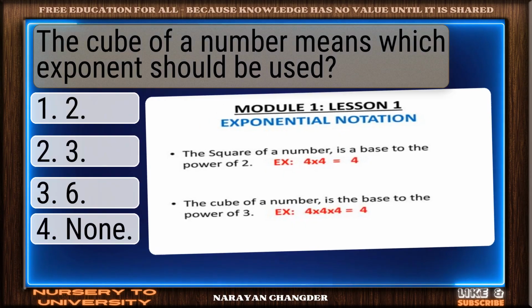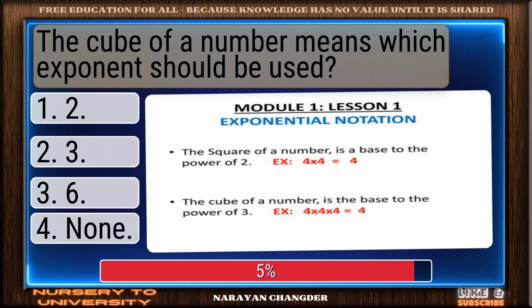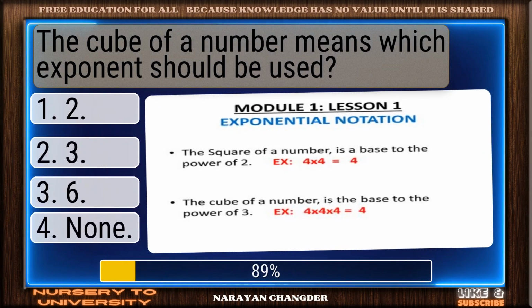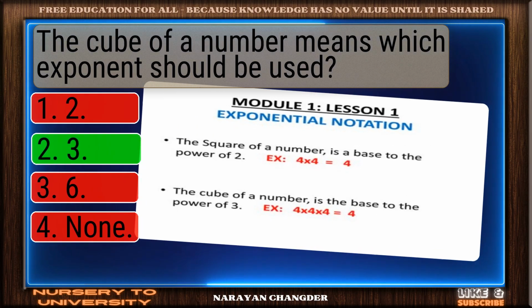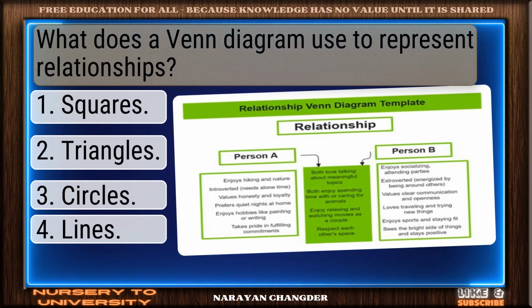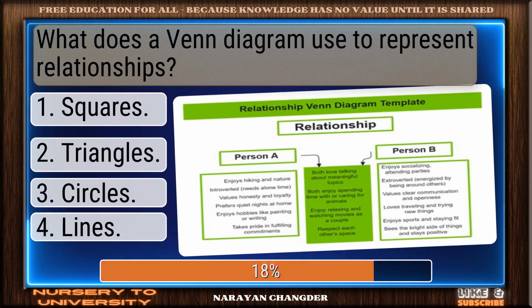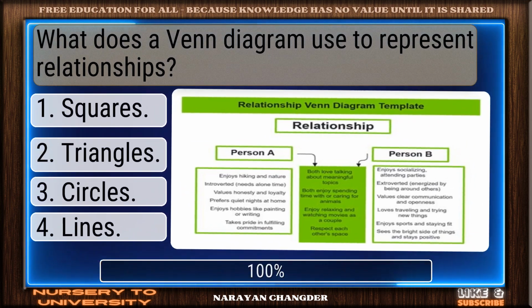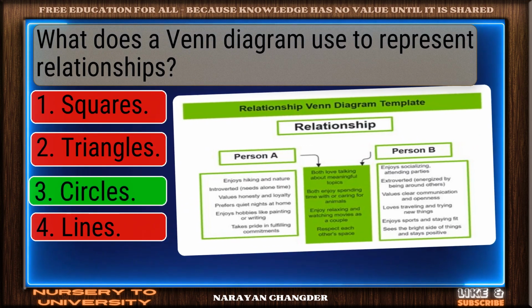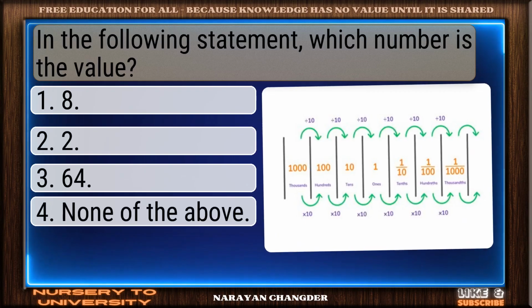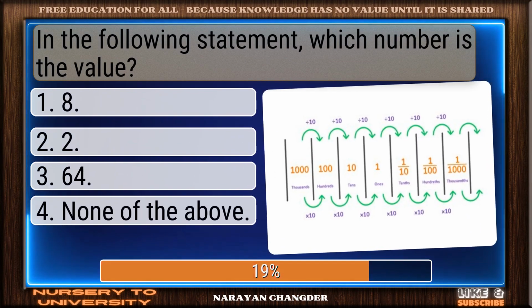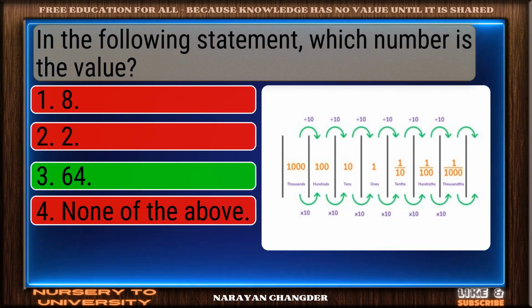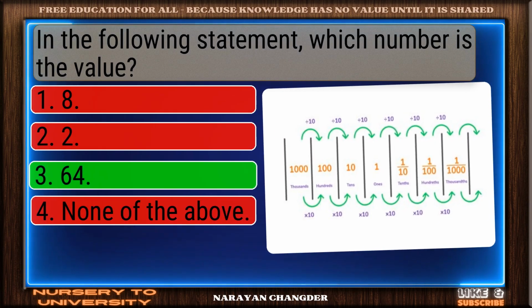The cube of a number means which exponent should be used. Strong choice. 3 is the right answer. What does a Venn diagram use to represent relationships? Nice work. You chose circles and it is correct. In the following statement, which number is the value? Valid point. 64 is true.